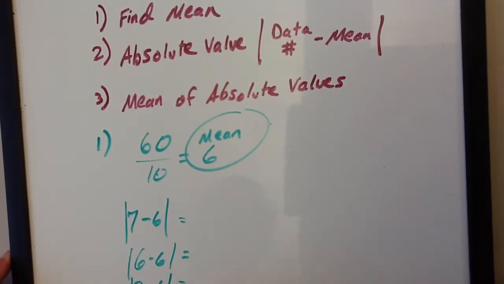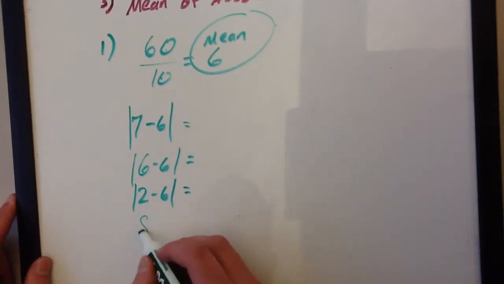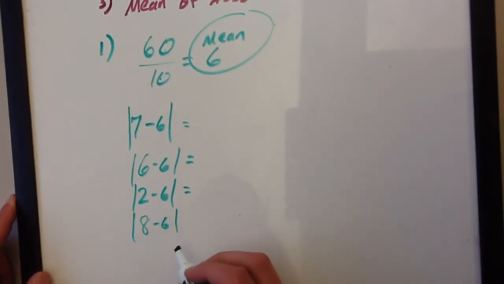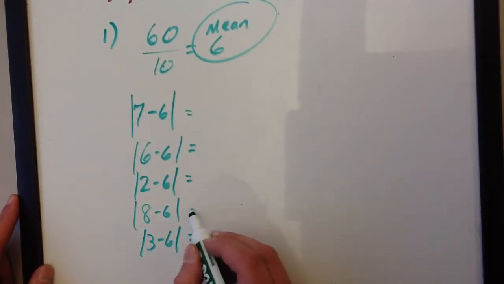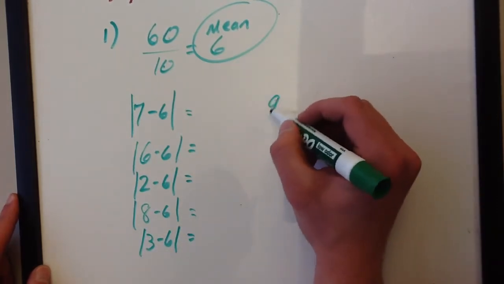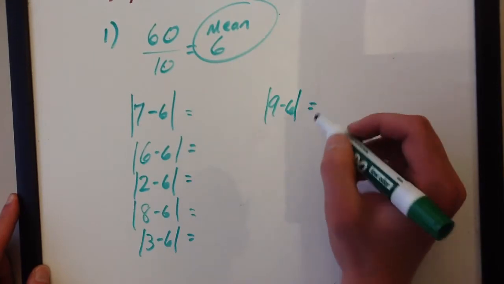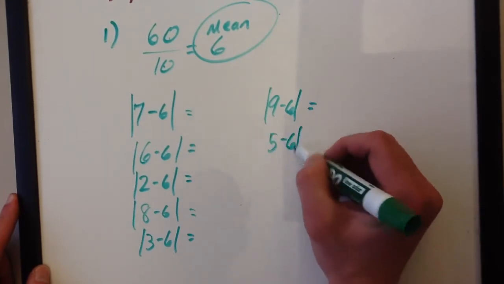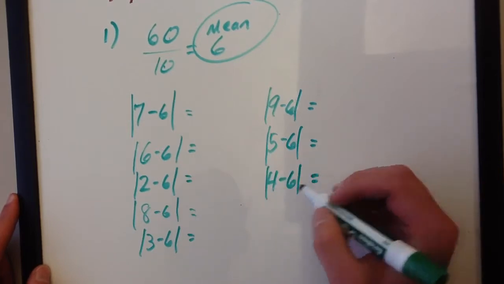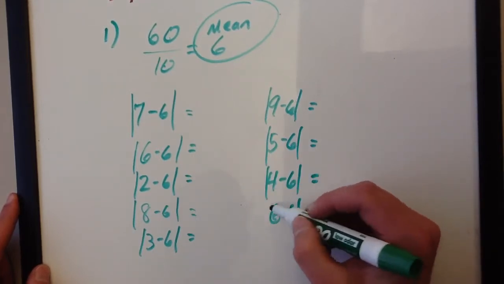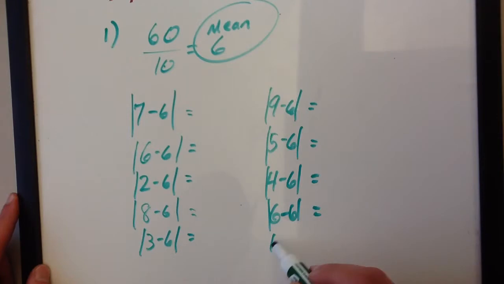Absolute value of 8 minus 6. Absolute value of 3 minus 6. Absolute value of 9 minus 6. Absolute value of 5 minus 6, absolute value of 4 minus 6, absolute value of 6 minus 6, and absolute value of 10 minus 6.